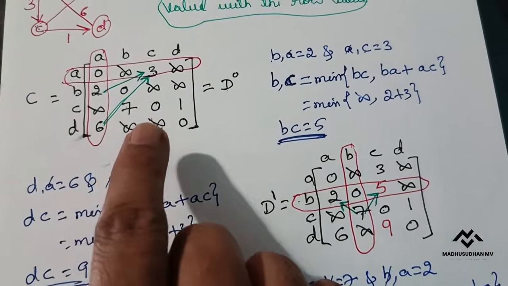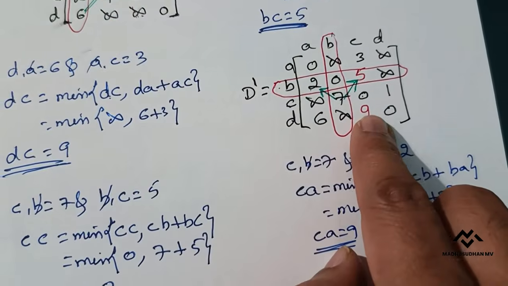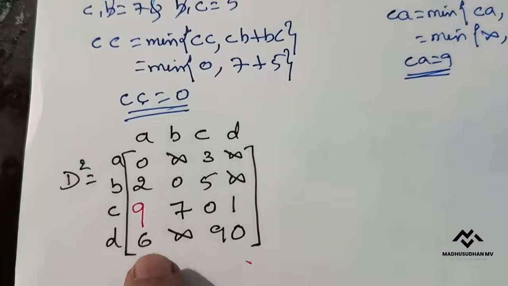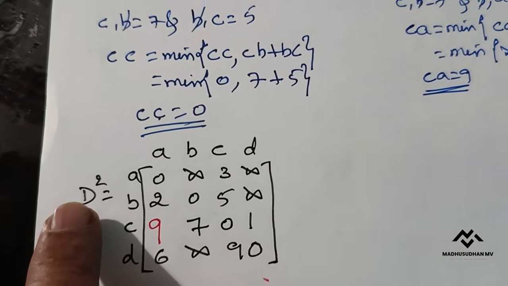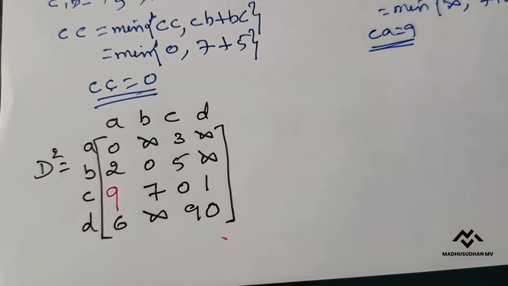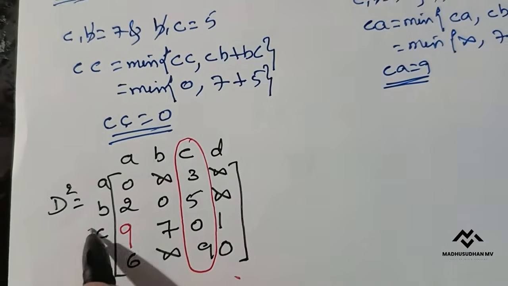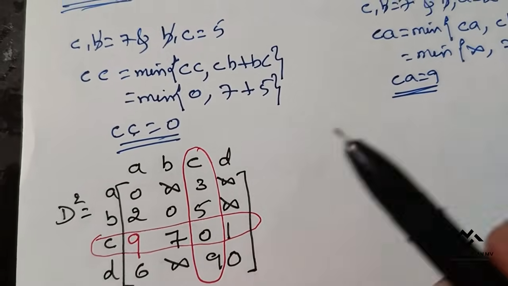That is, first I considered through A, and now I consider through B. So that means I can use two nodes as intermediate nodes. So this is the distance matrix I got by considering two intermediate nodes. Now we need to consider the third one. That is, now I am marking the C row as well as the C column. Now I need to do the same thing again.